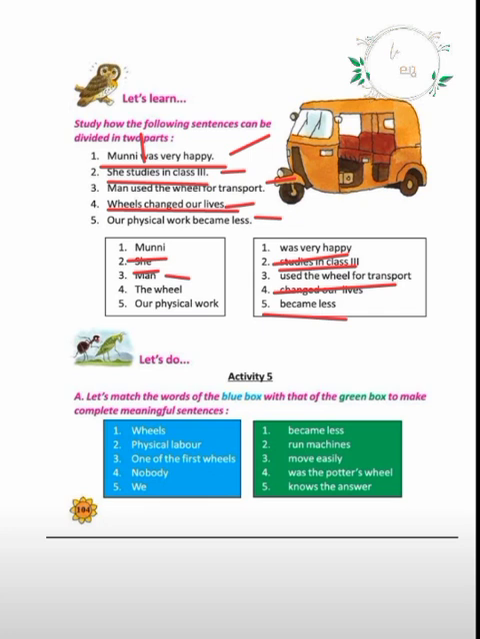Now activity 5. Let's match the words of the blue box with those of the green box to make complete meaningful sentences. So we are going to match the blue box with the green box to make a sentence like this. The first one is wheels. Which one does it suit? Wheels became less, run machines, move easily, was the potter's wheel, knows the answer. So wheels, what will we choose? Run machines. So wheels run machines.